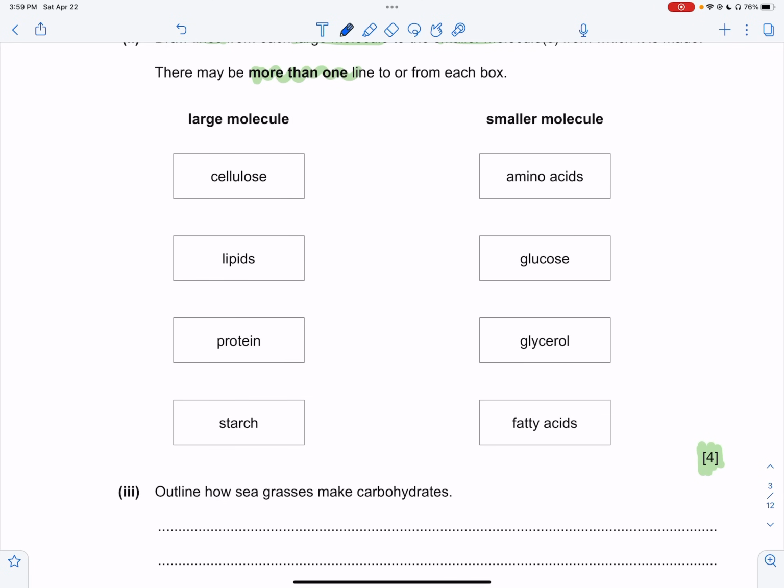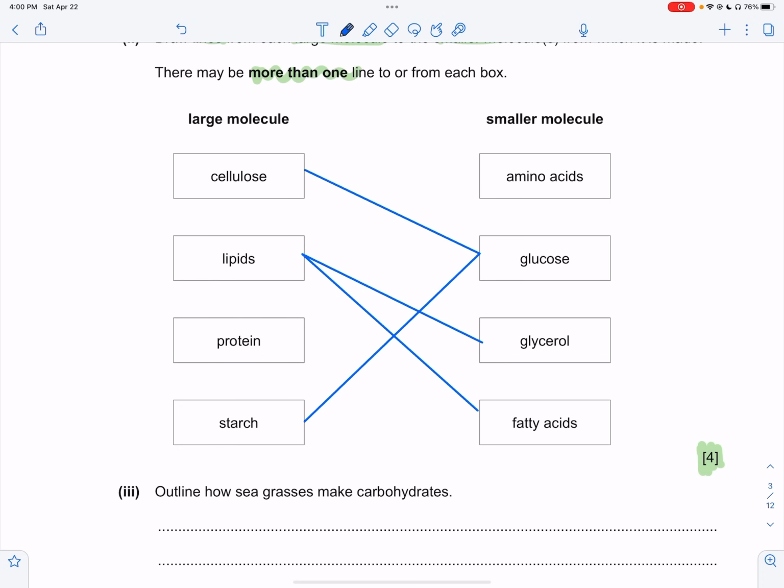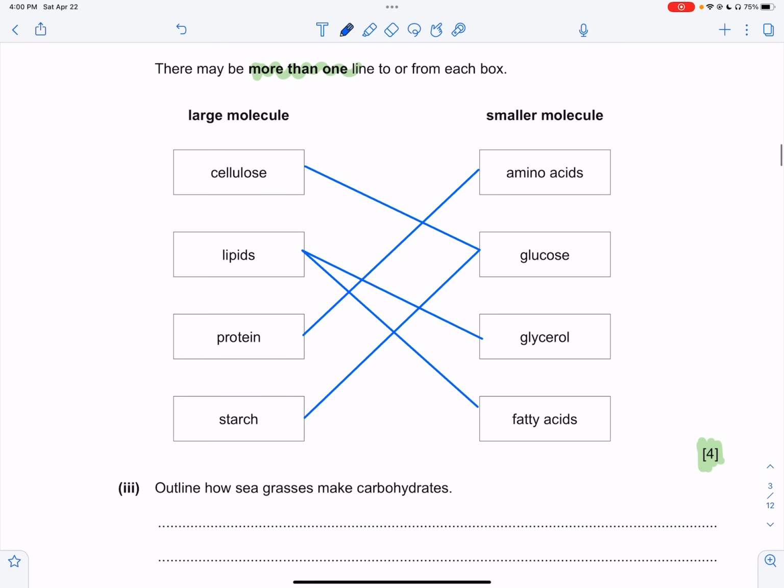Cellulose is made from glucose. So is starch. Starch is a storage molecule. Lipids are made of glycerol and fatty acids. It's a crazy line. And then proteins are made from amino acids. So you get a mark for having each one correct.